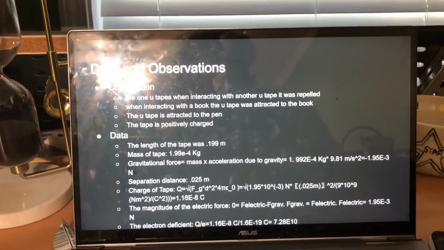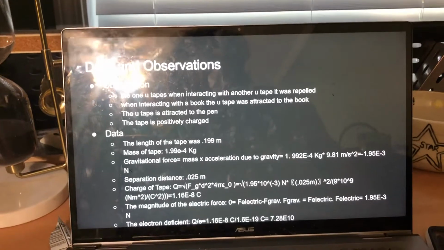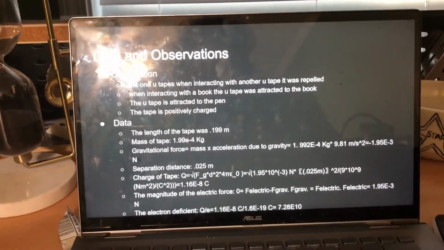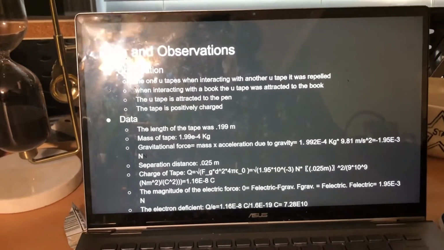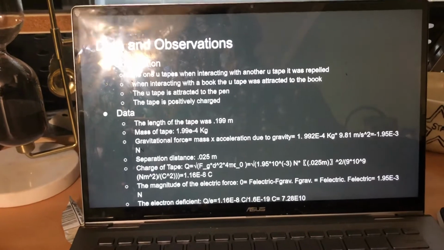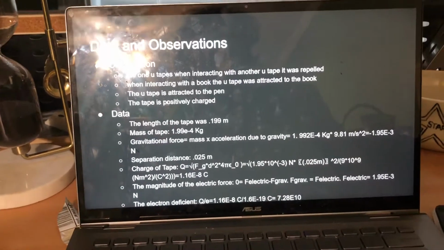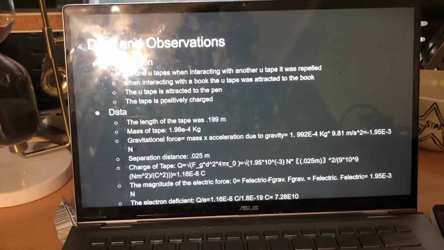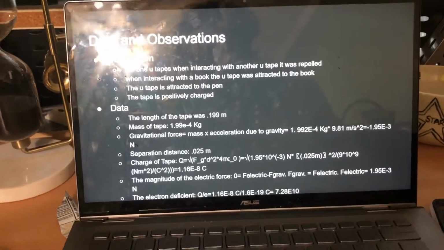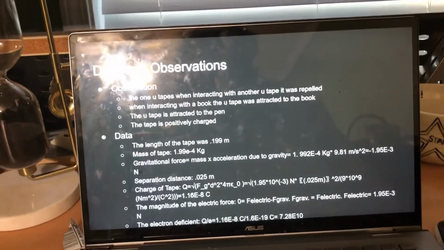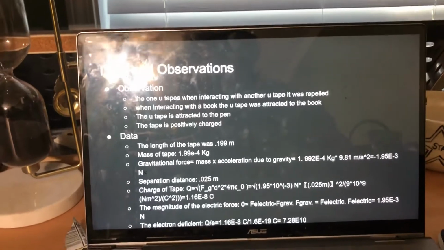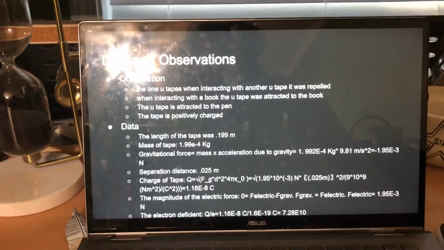0.025 meters, and the charge of the tape was found to be equal to the square root of the force due to gravity times the distance squared times 4 pi epsilon naught, which is equal to the square root of 1.95 times 10 to the negative 3rd newtons times 0.025 meters squared divided by 9 times 10 to the 9th newton meters squared per coulomb squared, which was equal to 1.16 times 10 to the negative 8th coulombs.